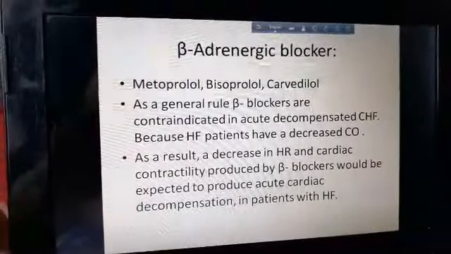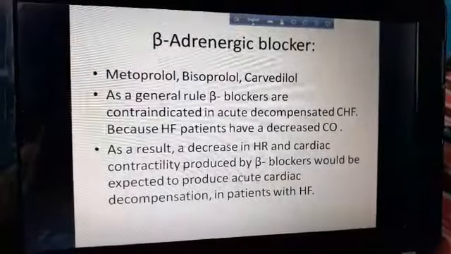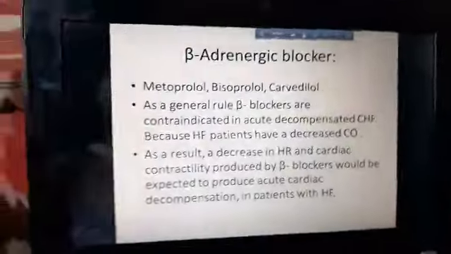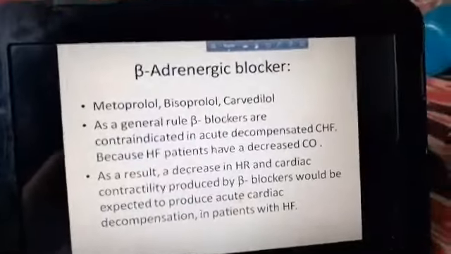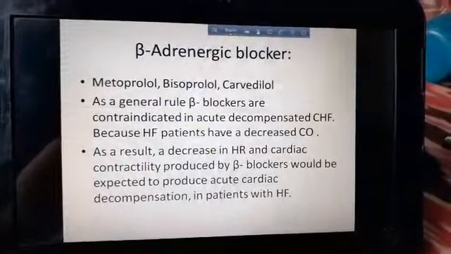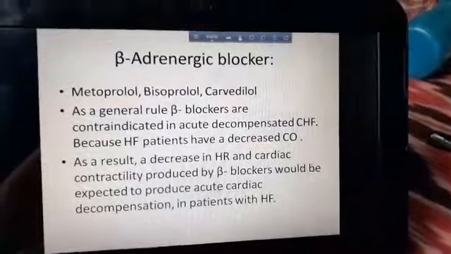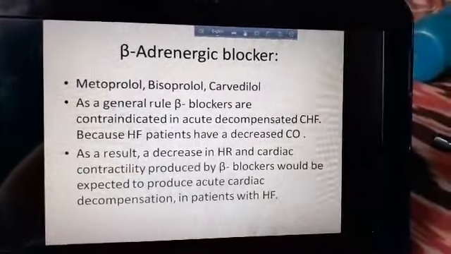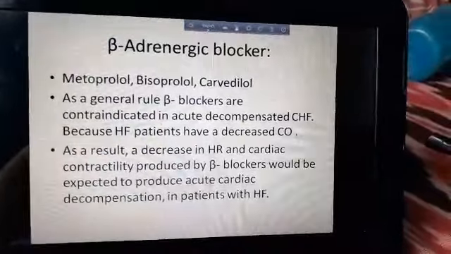As a general rule, beta blockers are contraindicated in acute decompensated heart failure. So remember the two paradoxical situations. Beta blockers reduce the cardiac output. We all know that. And in heart failure, cardiac output is already low. So we cannot use beta blocker in acutely decompensated heart failure, because heart failure patients have a decreased cardiac output. The decrease in the heart rate and cardiac contractility produced by beta blockers would be expected to produce more acute cardiac decompensation in patients with heart failure.